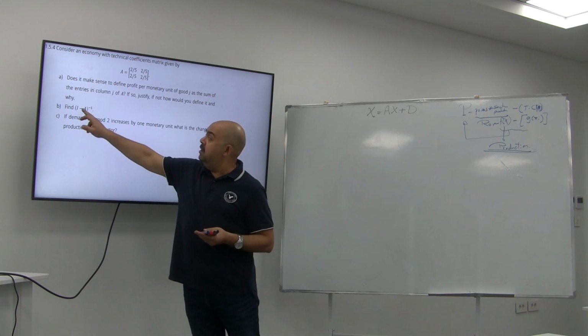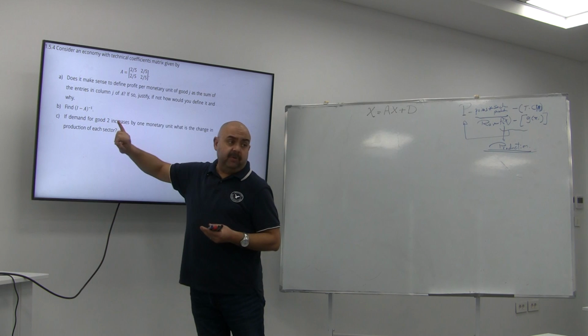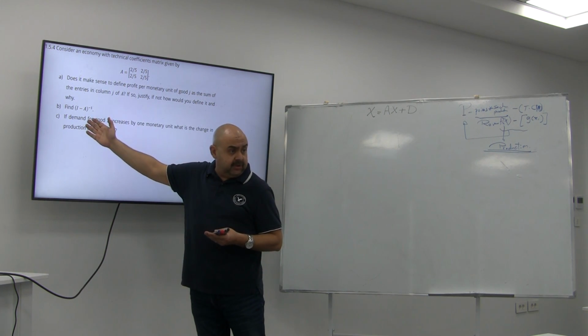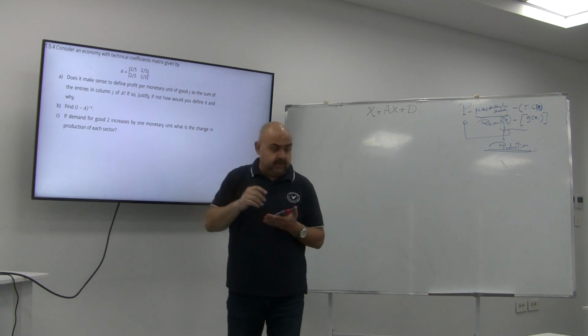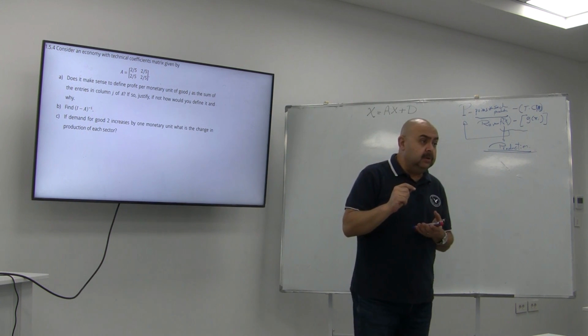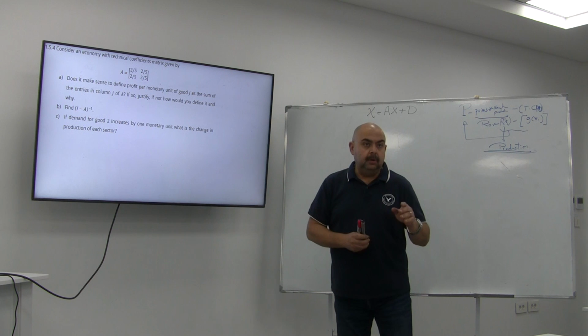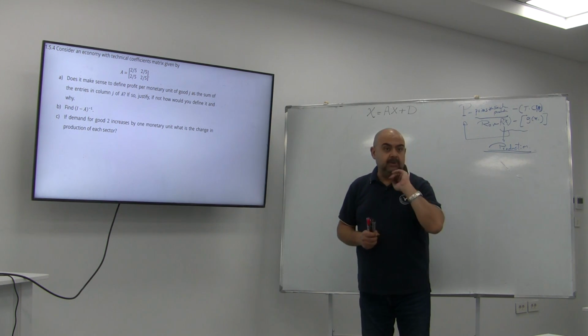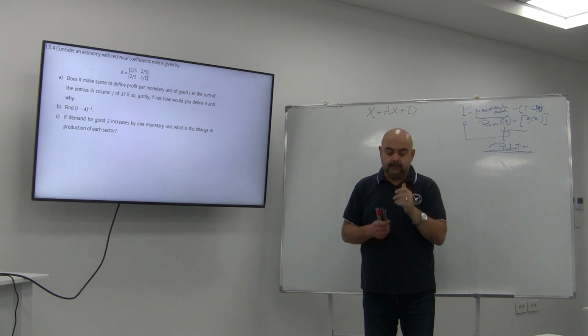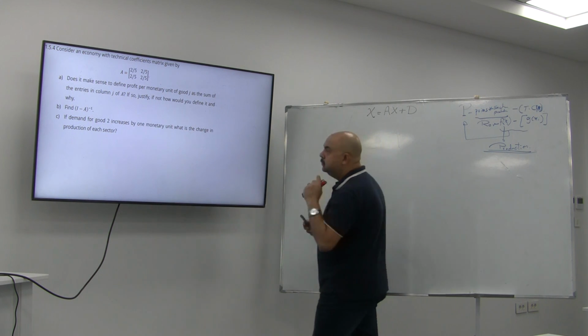Here it says find (I minus A) to the power of negative 1, which is the inverse Leontief matrix. Can you find the inverse Leontief matrix from this problem? Is it now simpler, or what do I have to do? Can I solve it? Give Tala a chance, and you stay with me. Say it: the inverse of these matrices.